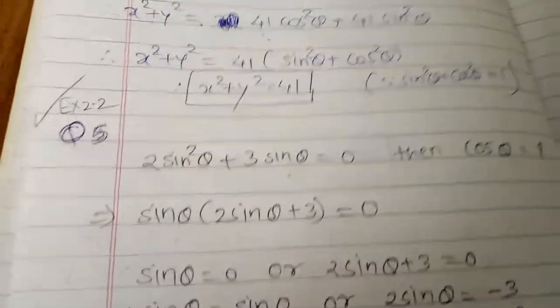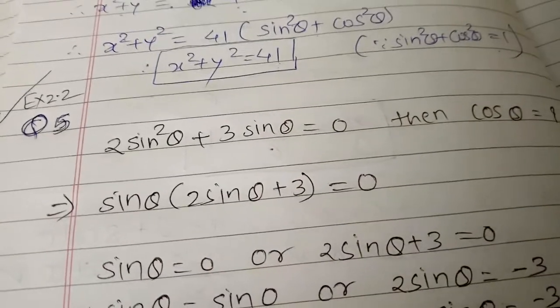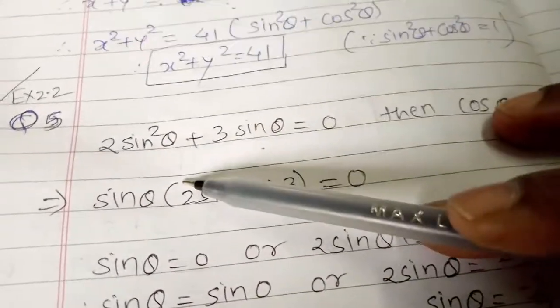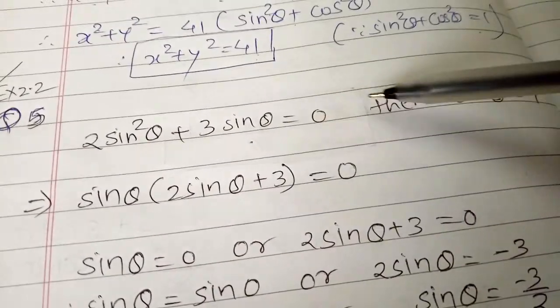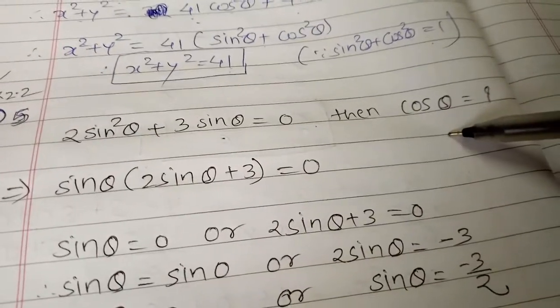Hello students, I am going to continue with the chapter Trigonometry part 1 of 11th Science. Exercise 2.2, question number 5. The question is 2 sin square theta plus 3 sin theta is equal to 0. Then we have to find out the value of cos theta.